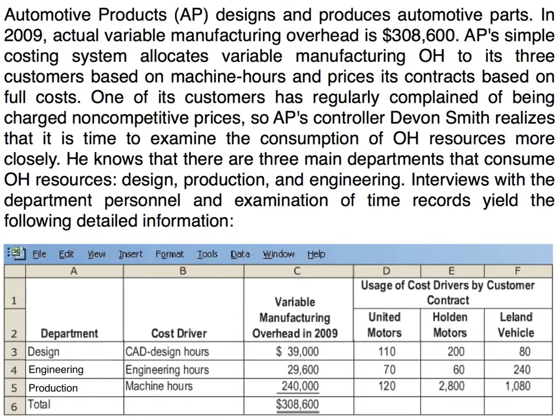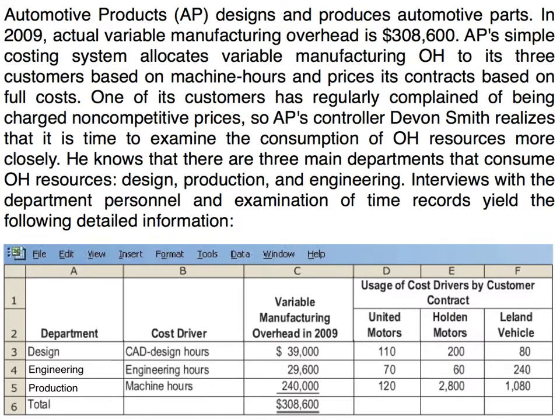Here we have Automotive Products, which designs and produces automotive parts. In 2009, the actual variable manufacturing overhead is $308,600. AP's simple costing system allocates variable manufacturing overhead to its three customers, who are United Motors, Holden Motors, and Leland Vehicle, based on machine hours, and prices its contracts based on full costs. One of its customers has regularly complained of being charged non-competitive prices.